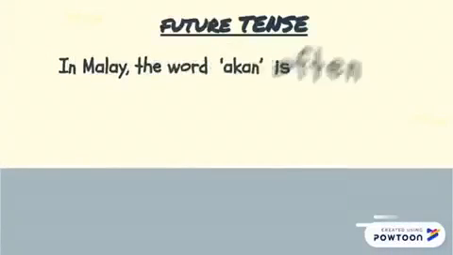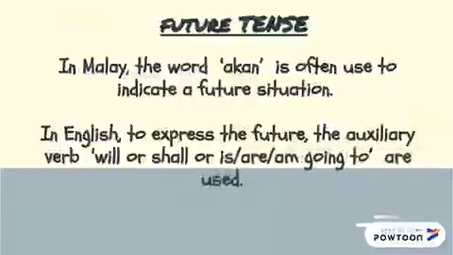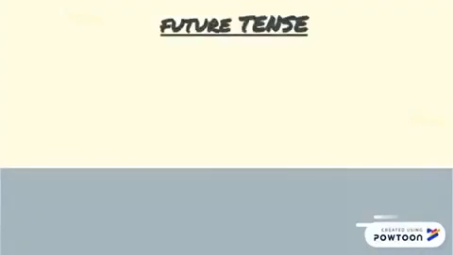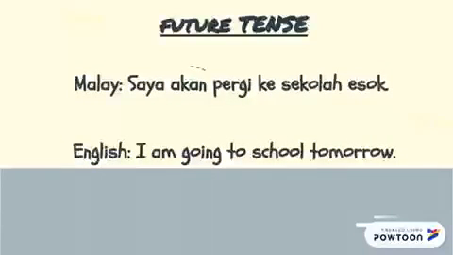Next is future tense. In Malay, the word akan is often used to indicate a future situation, while in English, to express the future, the auxiliary verb will or shall or is, are, am, going to are used. For Malay, saya akan pergi ke sekolah esok, while for English, I am going to school tomorrow. As you can see, Malay is not as complex as English because they only use akan, compared with English, which uses am, going to.